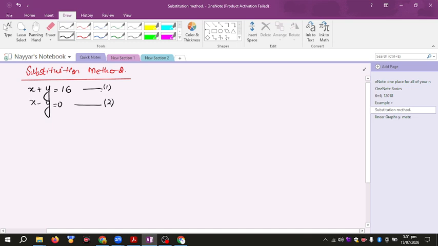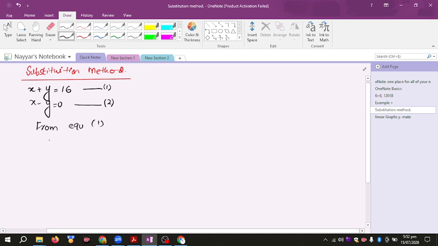So what you need to do is that in the substitution method you will take out the value of any one variable from any one equation and you will substitute it into the second equation. Now I am going to take out the value of y from equation 1. Taking out the value of y from equation 1 means that you will make y the subject. So you will write from equation 1.